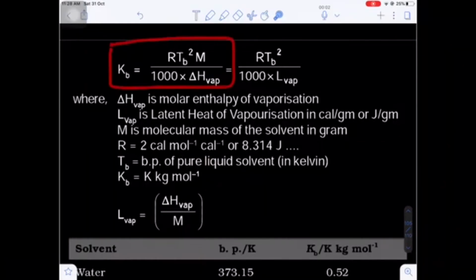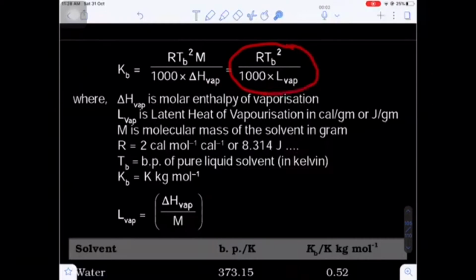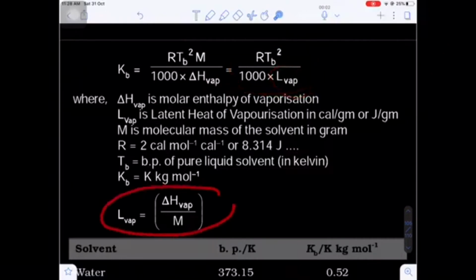Now, how to find the molar elevation constant or ebullioscopic constant, which is Kb? Kb is equal to R into Tb square into the molar mass of the solvent divided by 1000 into the enthalpy of vaporization of the solvent. Here, R Tb square whole divided by 1000 into the latent heat of vaporization. What is the latent heat of vaporization? It is the amount of heat energy required to convert 1 gram of a liquid into 1 gram of vapor at a constant temperature.